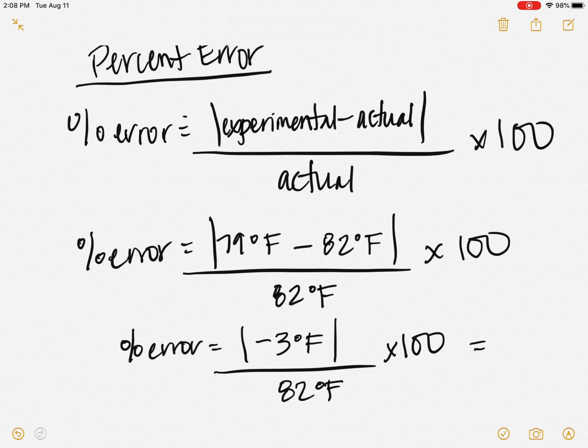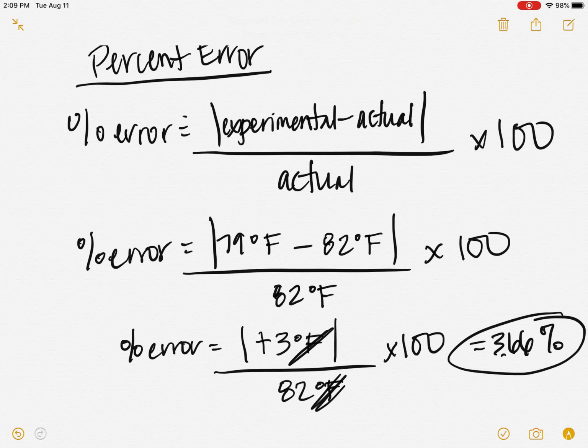So I need a calculator to do this. Let me get my calculator real fast. So what I'm essentially doing is just 3, right? Because I'm going to turn that into a positive. So 3 divided by 82 multiplied by 100, and it's going to give me 3.66 percent. Notice my units. Look what happened to my units. Degree Fahrenheit canceled. So of course I'm just in a percentage. So my percent error in this case is 3.66.